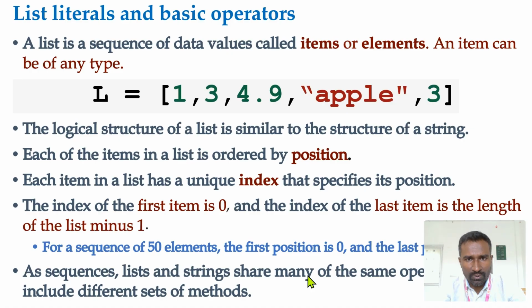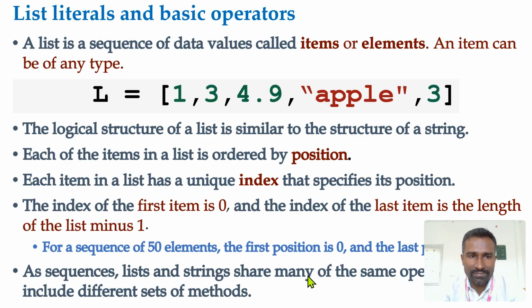We call them elements or items, and they can be of any kind of data type. We all know that in Python there are different types of data types, and how we can assign variables to them. So here we can use different types of data types.